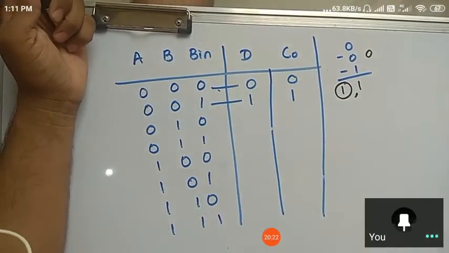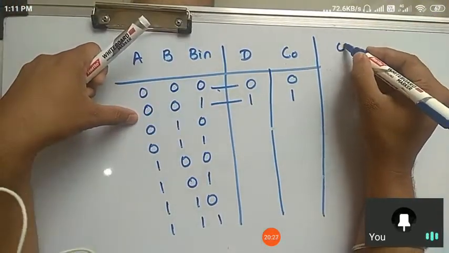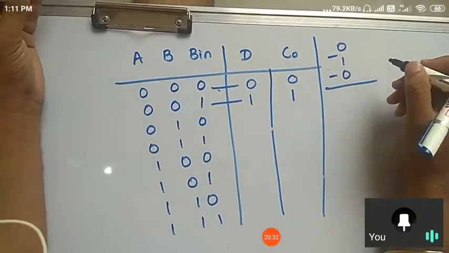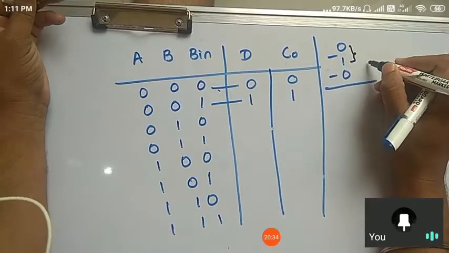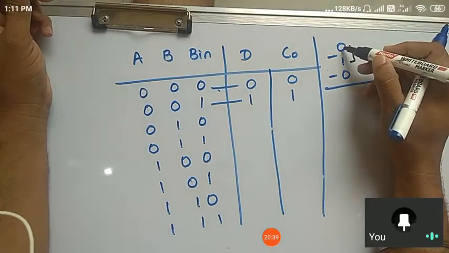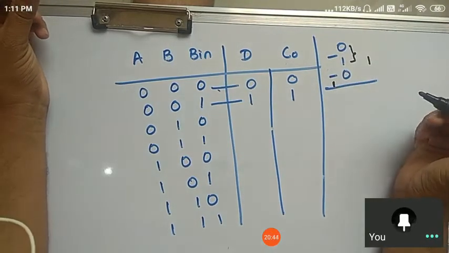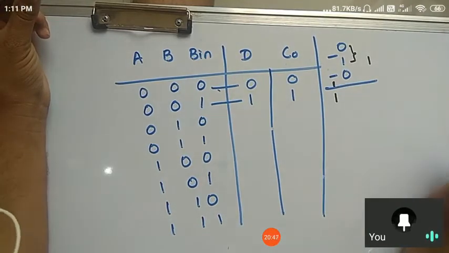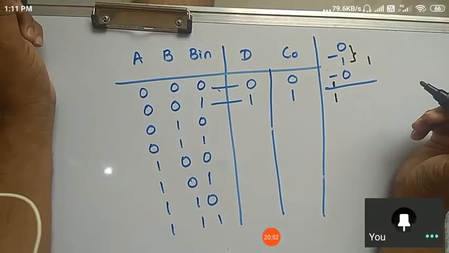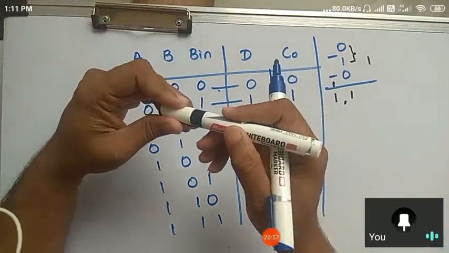Now the next one, that is 0 minus 1 minus 0. Tell me, 0 minus 1, what is the difference? Difference in how many bits? 1. And is the A bit smaller? Yes. So borrow will be generated, right? So that's why I am directly writing borrow here. Now 1 minus 0, yes, difference is 1 and borrow is also generated.